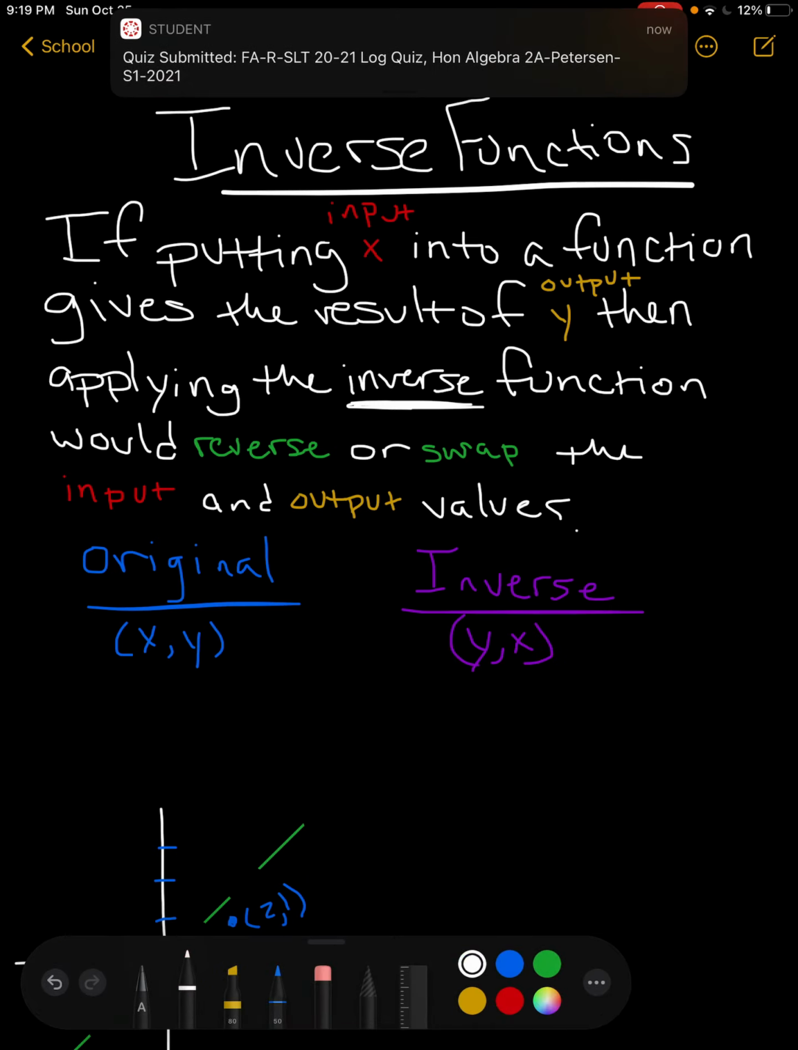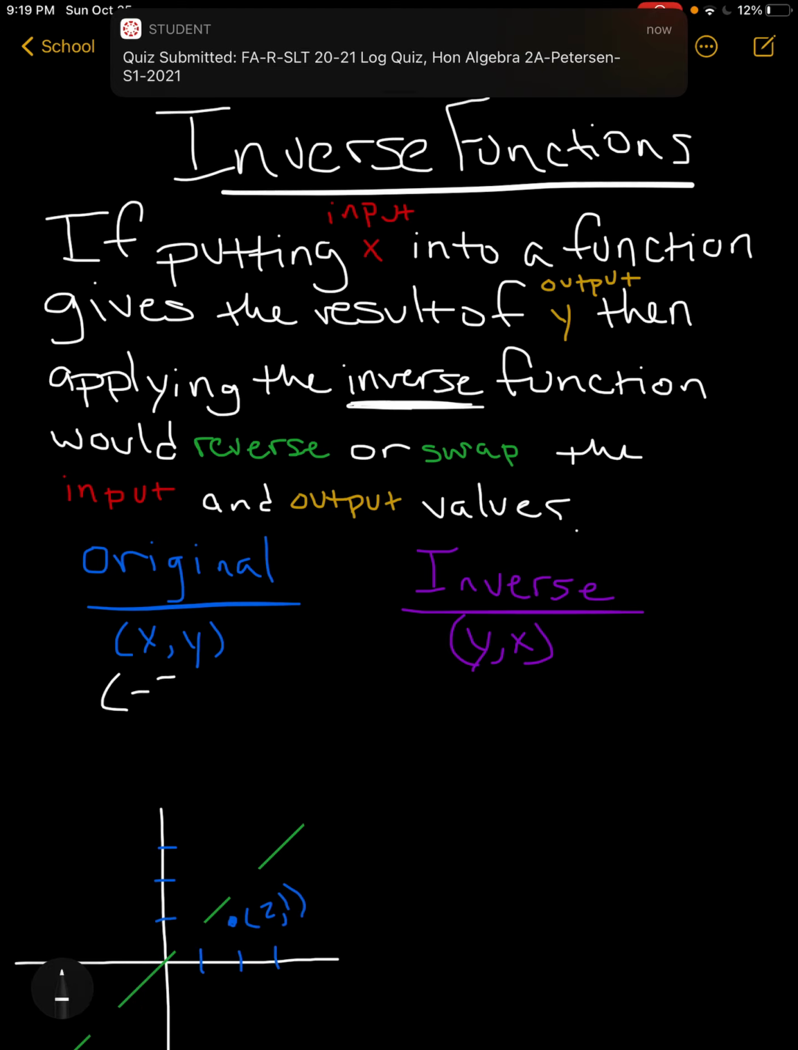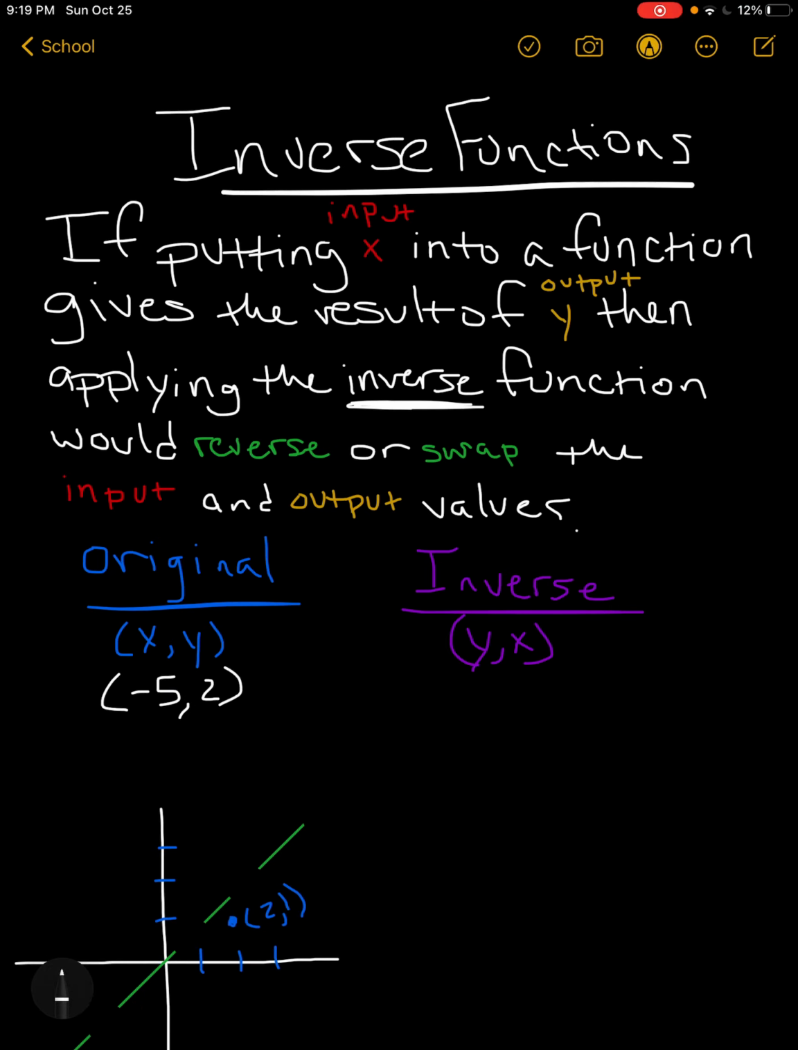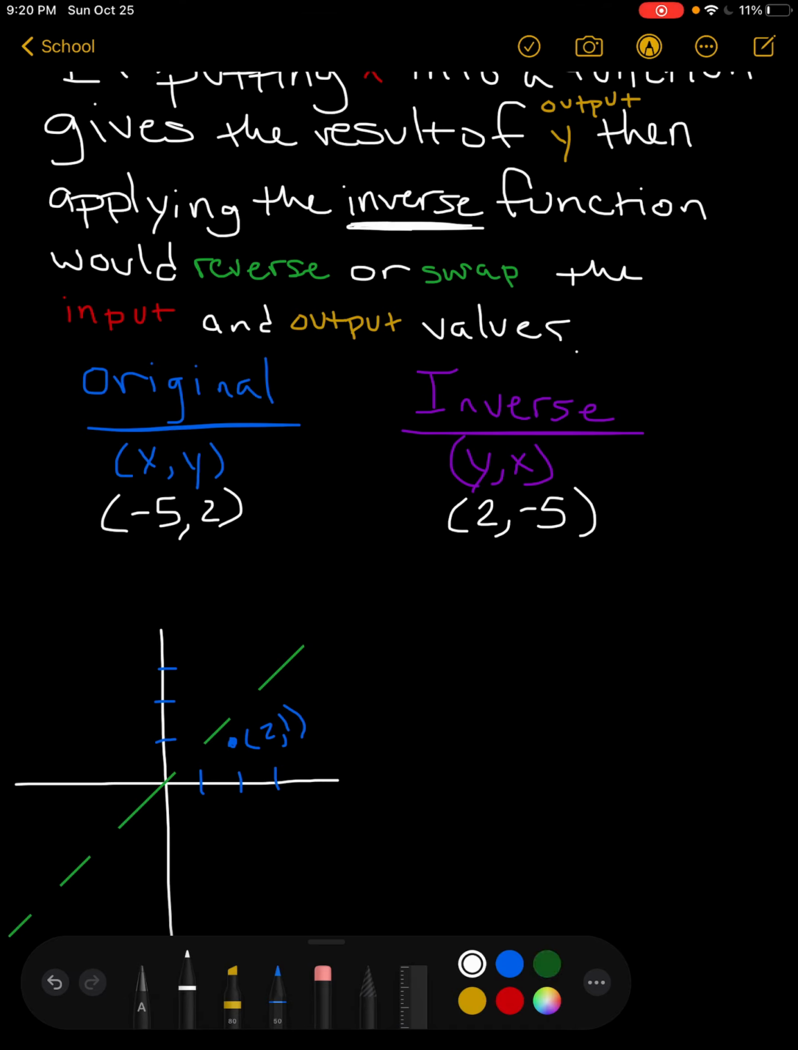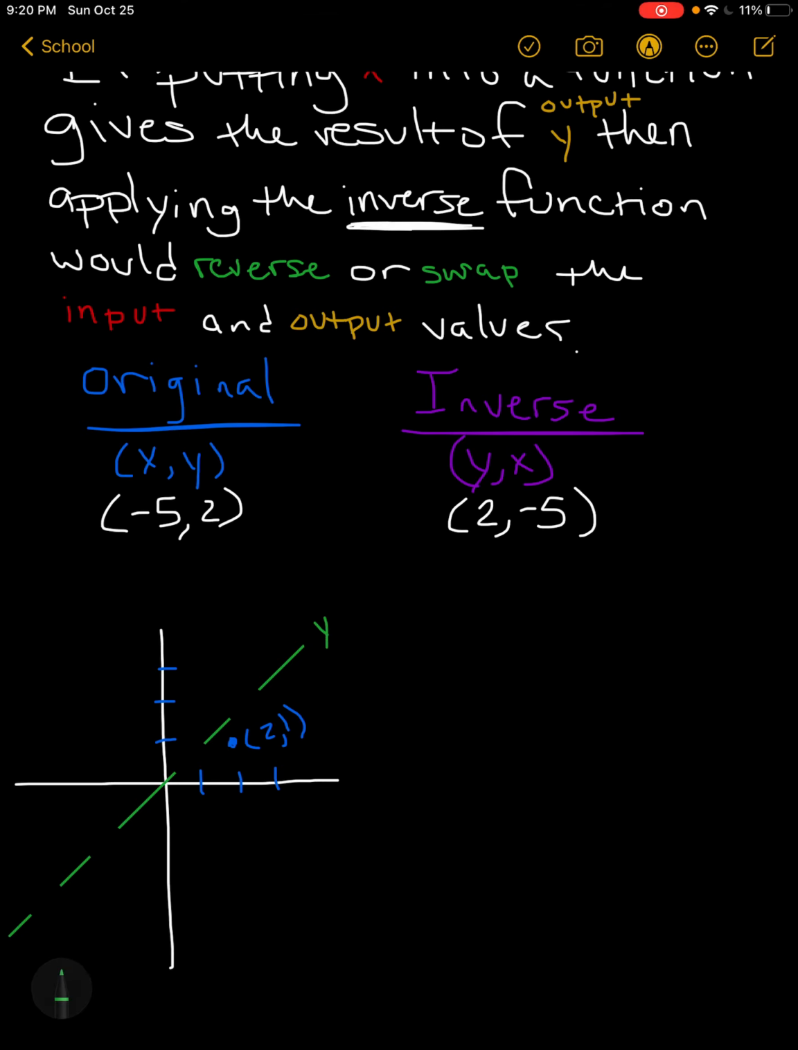To look at an example with numerical values, if we had the point (-5, 2) and I plugged it in, then my inverse would just switch my x and my y and become (2, -5). What's happening graphically here is inverse functions are reflected over the line of y equals x. So when they reflect over the line y equals x, they just switch places.